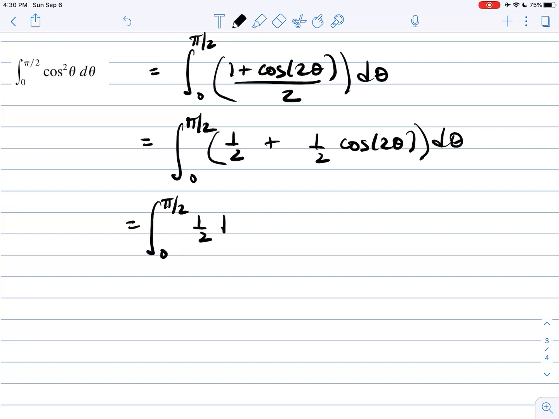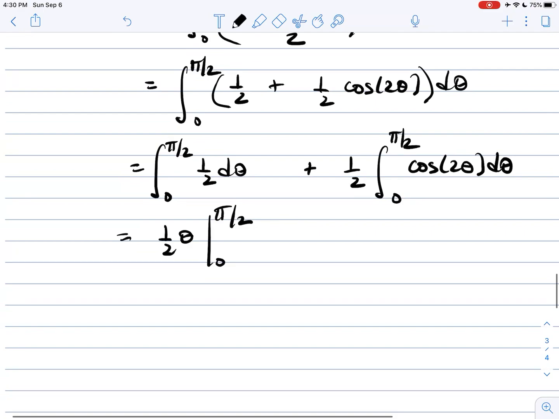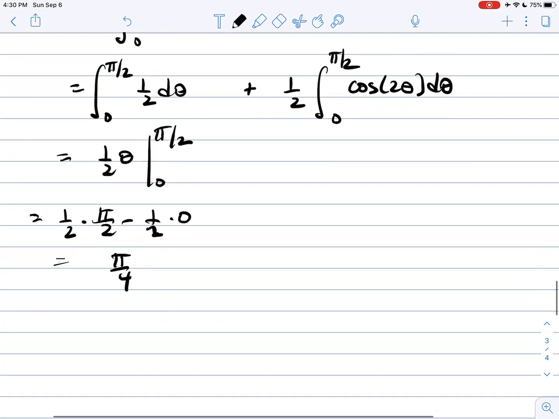I can split this up using our algebra of integrals, to say that this is the integral of 1/2 d theta plus 1/2 times the integral from 0 to pi over 2 of cosine 2 theta d theta. The first integral is very easy to integrate, and that is just going to be 1/2 theta from 0 to pi over 2, and we're going to get 1/2 times pi over 2, take away 1/2 times 0, and we're just going to get pi over 4.